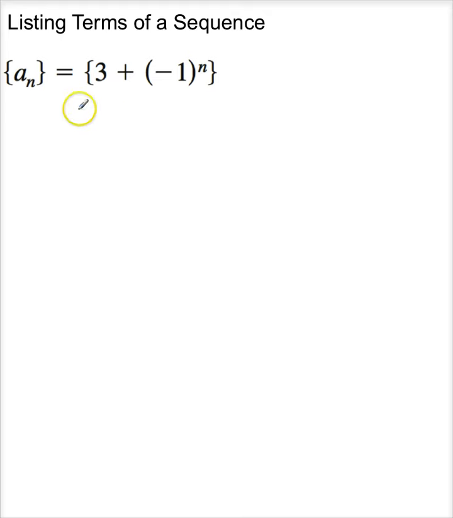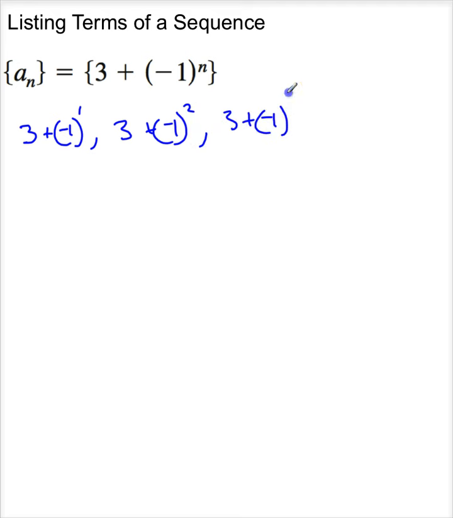So let's list some terms. a sub n is 3 plus negative 1 to the n. So the first term is 3 plus negative 1 to the first. And yes, I do want you to write the terms out instead of just doing them in your head. The second term is 3 plus negative 1 squared. 3 plus negative 1, now n is 3. 3 plus negative 1 to the fourth, dot, dot, dot.